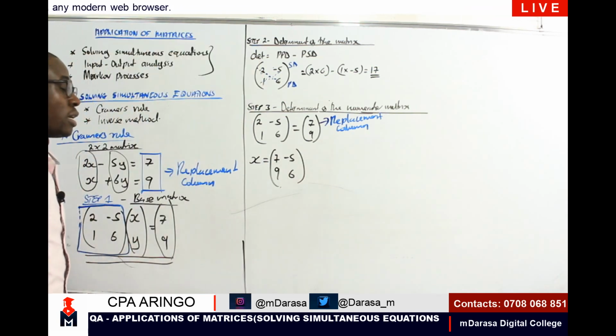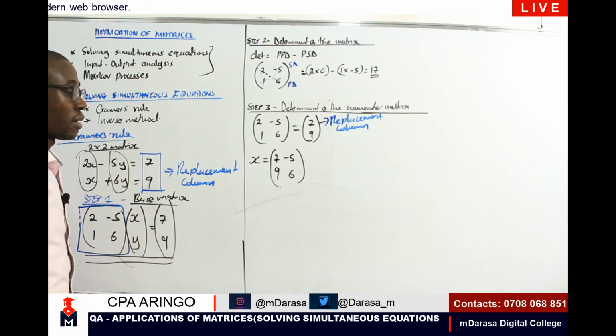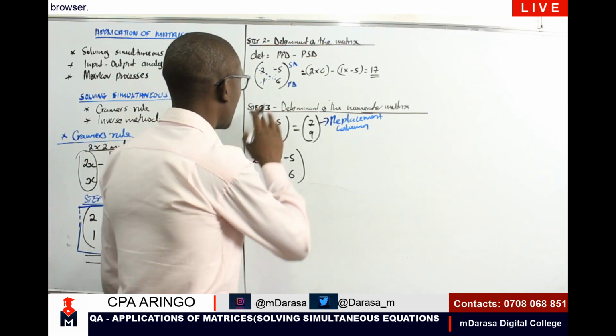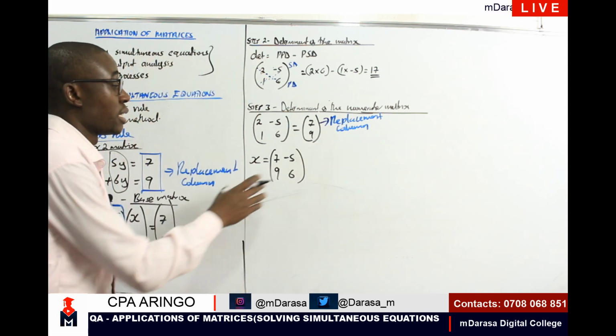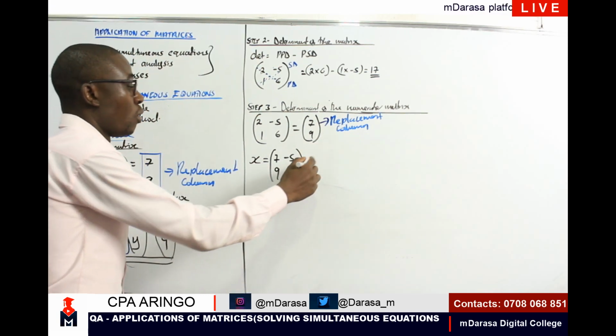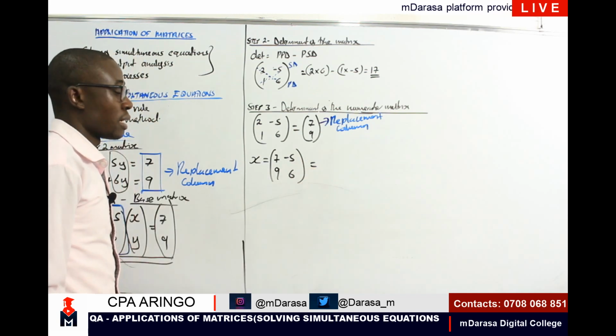So that is what we should be having. So this is what you're going to term as what? As the determinant of the numerator matrix. Or rather, these are the numerator matrix. Of course, you can proceed and determine the determinant on that.